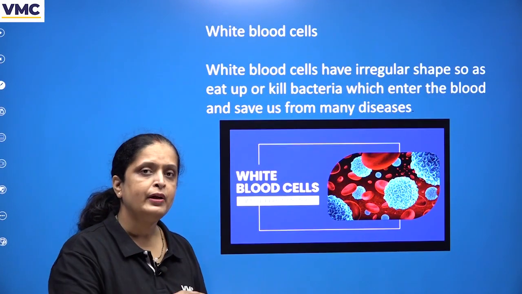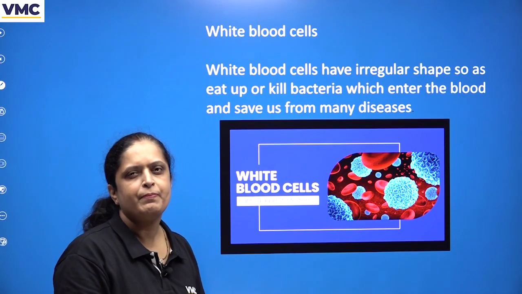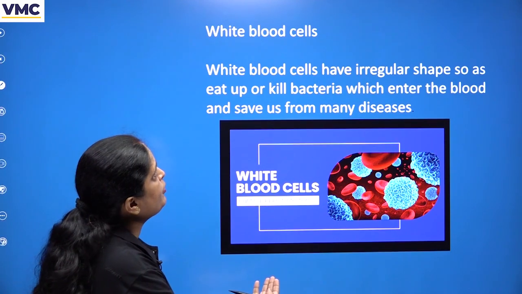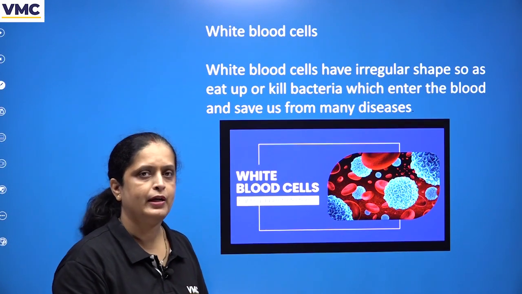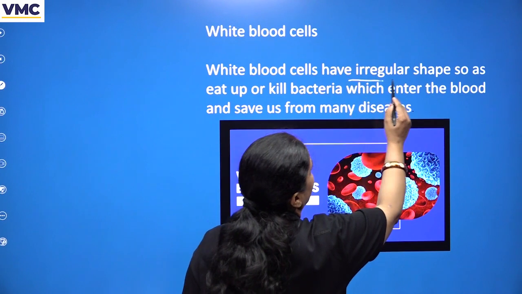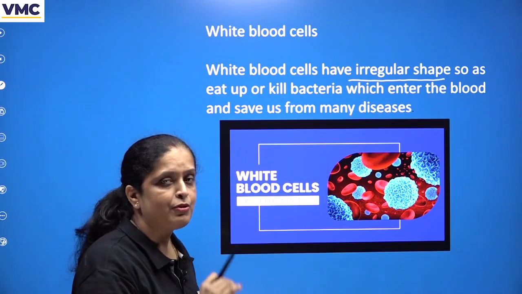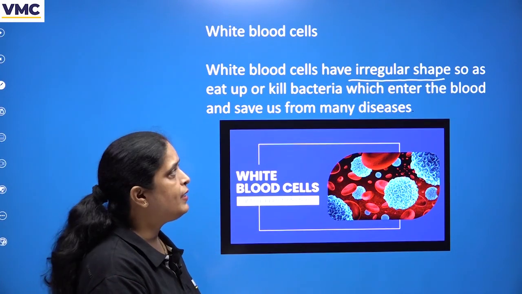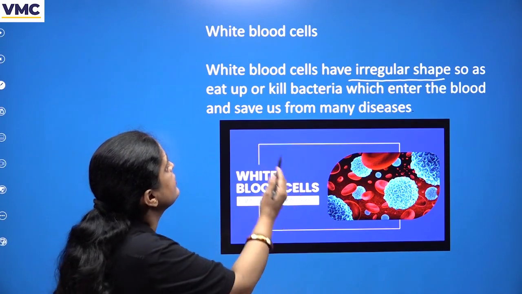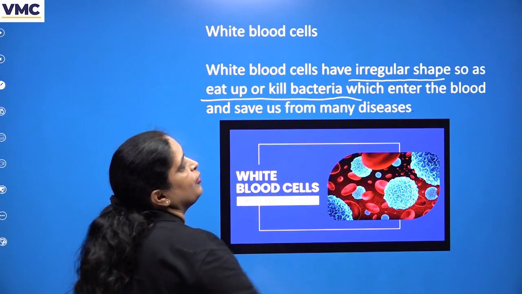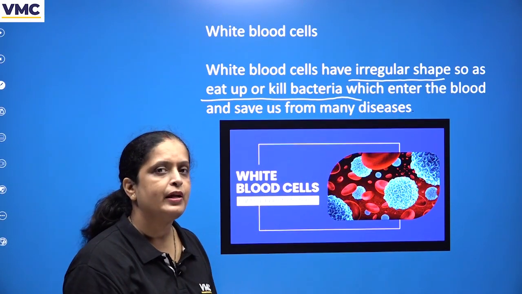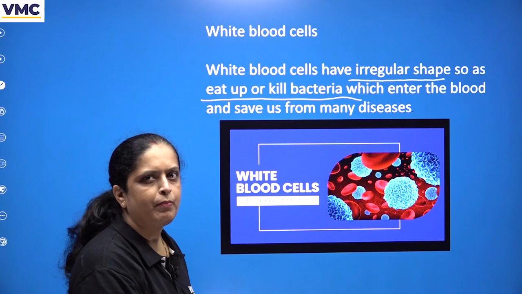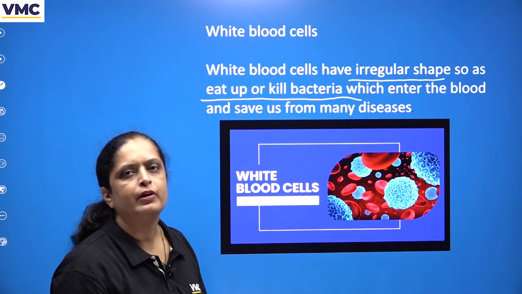White blood cells. So now in amoeba we came to know that it is an irregular shape cell, right? It is a single cell organism which does not have a particular shape. What about our WBC or white blood cell, the soldier of our body? The white blood cell also has irregular shape. Amoeba has irregular shape so that it can produce pseudopodia and have its food. But why does WBC or white blood cell have irregular shape? They have irregular shape to eat up or kill bacteria which enter the blood. They are the soldiers of the body who fight the germs or the foreign bodies that enter our bloodstream, and for that they need to have irregular shape.